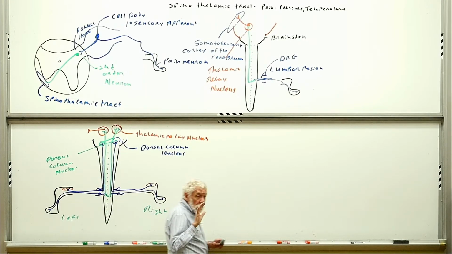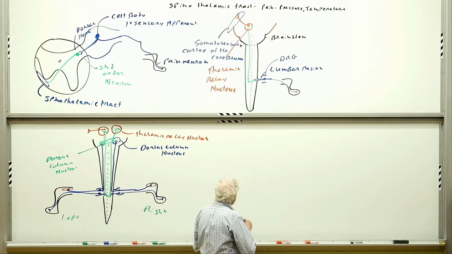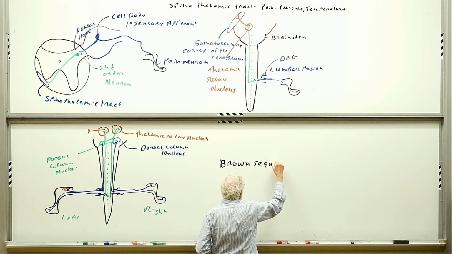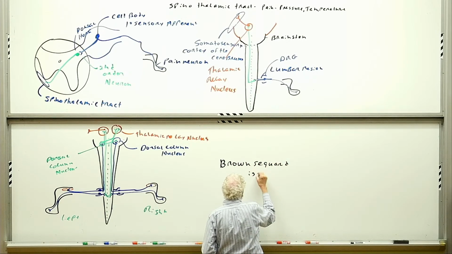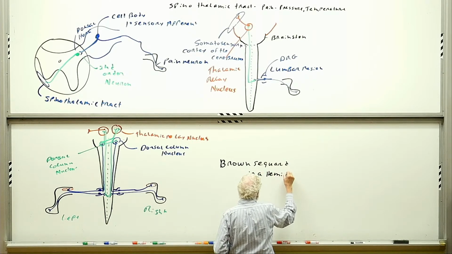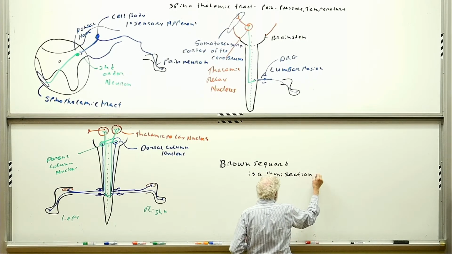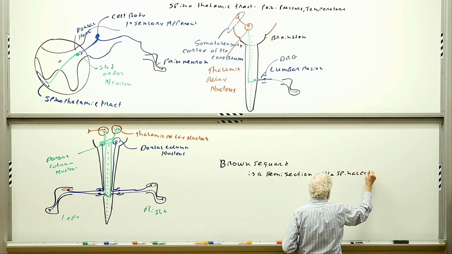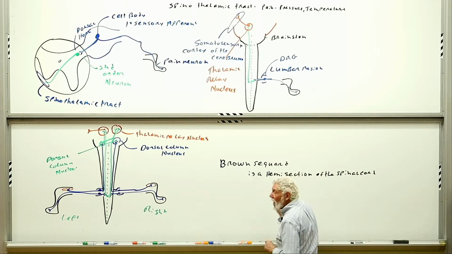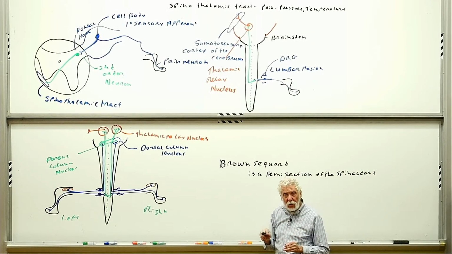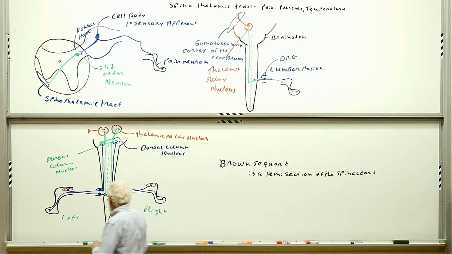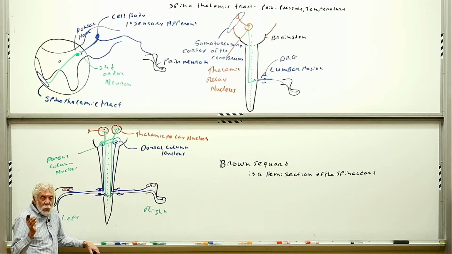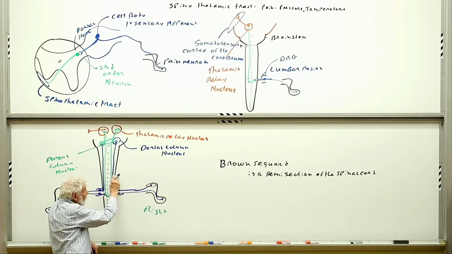Now let's define Brown-Séquard and think about what's going to happen here. Brown-Séquard is a hemisection of the spinal cord. Hemi means half, so it's a section to the midline. So we can imagine here that something terrible has happened. There's been a car accident, a gunshot wound, a knife wound, and we have cut the spinal cord right to the midline.